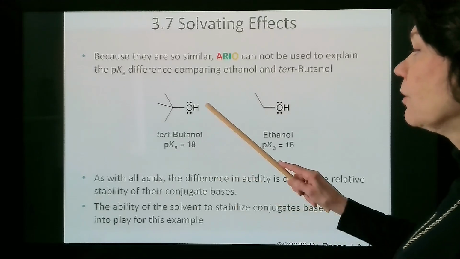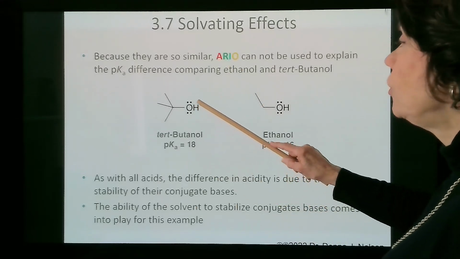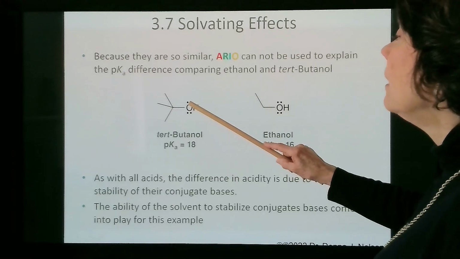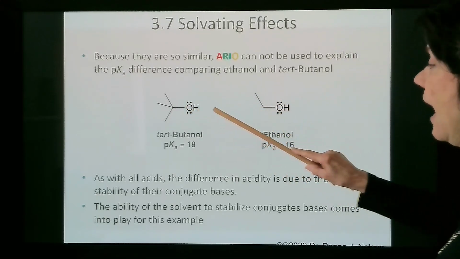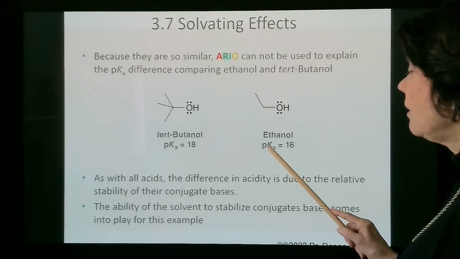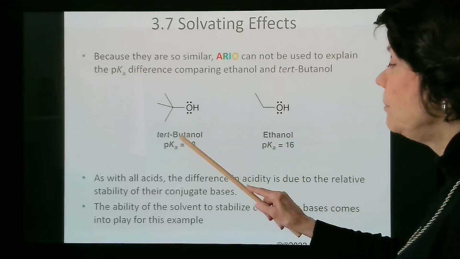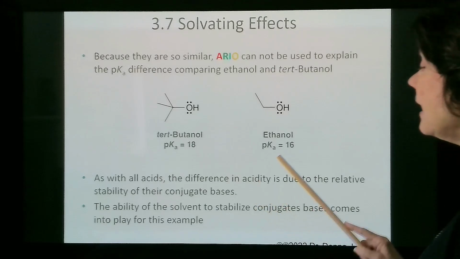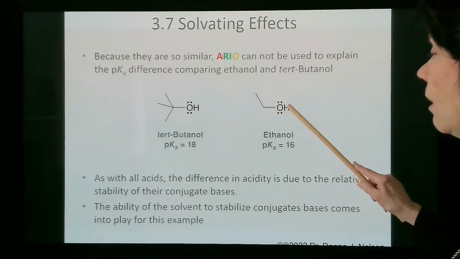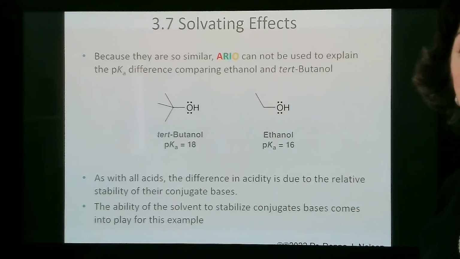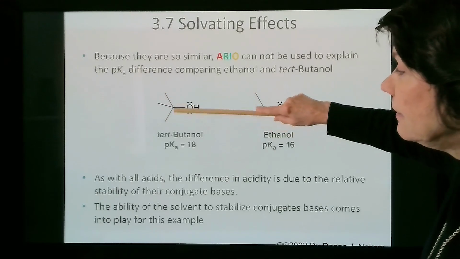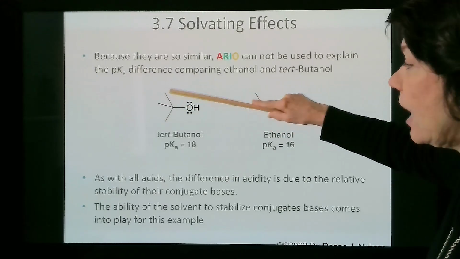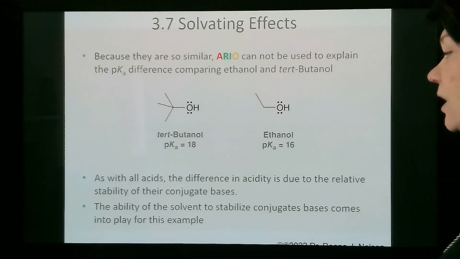Because they are so similar, the AROI can't be used to explain the pKa difference between ethanol and tert-butanol. Notice ethanol has a pKa of 16 and tert-butanol has a pKa of 18, so that tells you that ethanol is about 100 times more acidic than tert-butanol. The only difference, notice, is the size of the alkyl group.